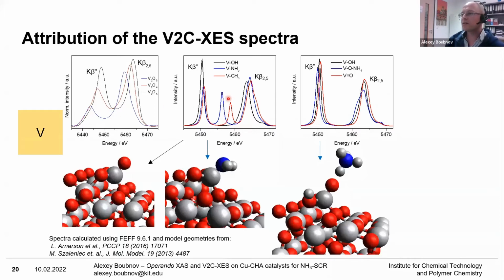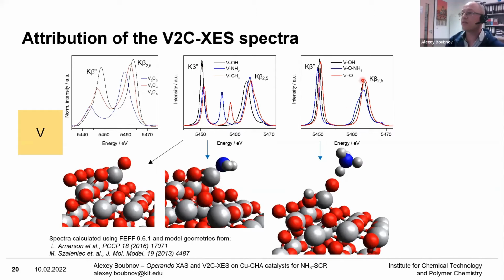If we also, as I mentioned, that this method is sensitive to the ligand speciation, if we exchange ligands, so instead of an OH, we put an ammonia, so instead of oxygen, there's a nitrogen, the K beta double prime satellite shifts to higher energies. And by putting, for example, a carbon methyl group, it shifts further up. And to note that this feature is because vanadium is bonded to oxygen. So this is due to the oxygen bonding.